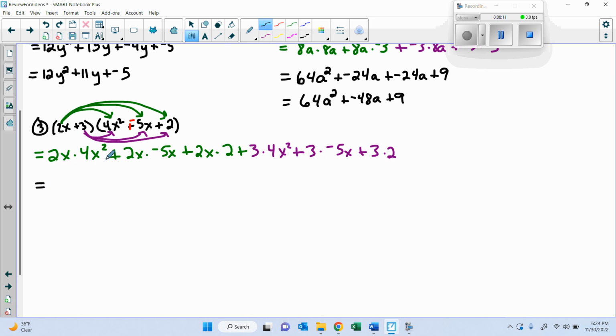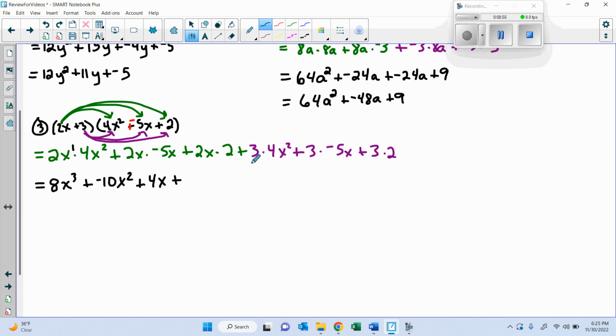So 2x times 4x squared. 2 times 4 is 8. And then x times x squared, remember this is x to the first. When you multiply things that have exponents, you add the exponents. So that's going to be x to the third. So this is 8x to the third plus negative, or 2 times negative 5 is negative 10. And then x times x is x squared plus this last one in the green is 2x times 2, so that will be 4x. Then I'll have plus.